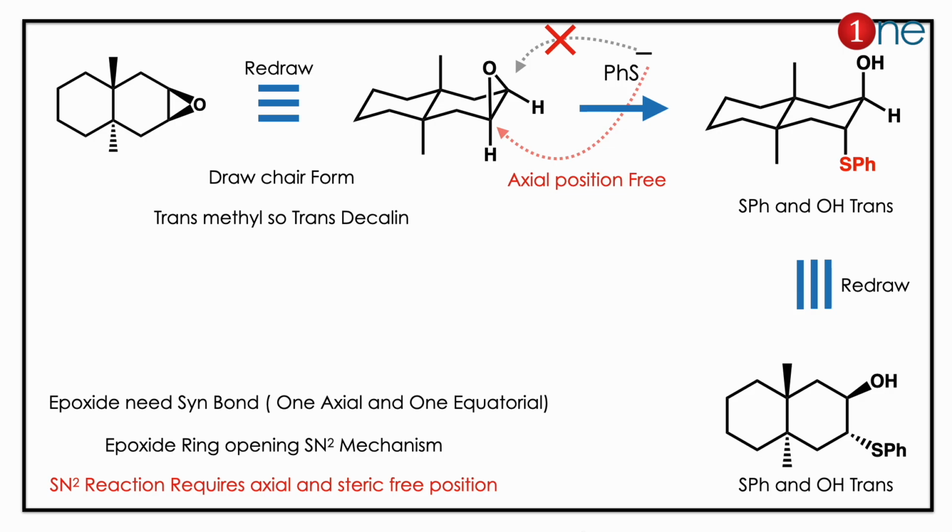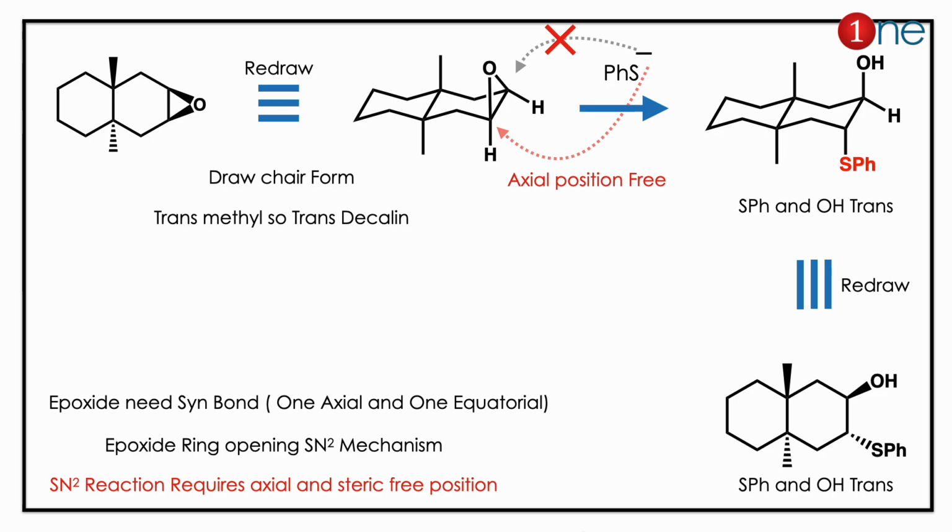The epoxide needs a syn bond, meaning one axial, one equatorial. That is mandatory for cyclohexane. Then the sulfur anion attacks. Sulfur is a nucleophile. It can attack two ways, but it needs the axial position for backside attack. So backside attack is only possible below.